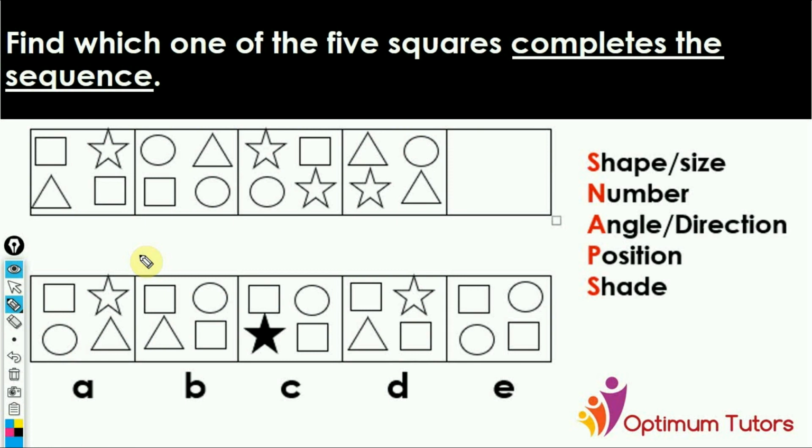So I'm going to have a look at what these shapes have in common. Well, we have a variety of different shapes in each step. Some have squares, stars, triangles and circles, but the shapes are not appearing in every single step of the sequence. So I need to look at how they are linked together.